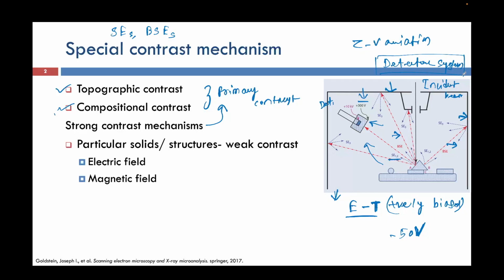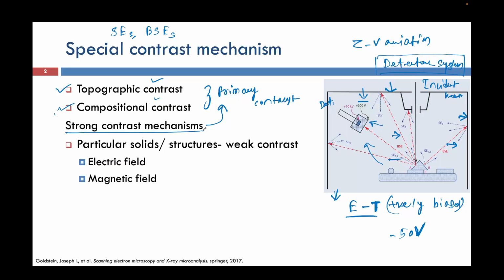Since the amount of secondary electrons and backscattered electrons coming out is high, we can easily differentiate between topographic contrast and compositional contrast, and that is why these contrast mechanisms are known as strong contrast mechanisms.